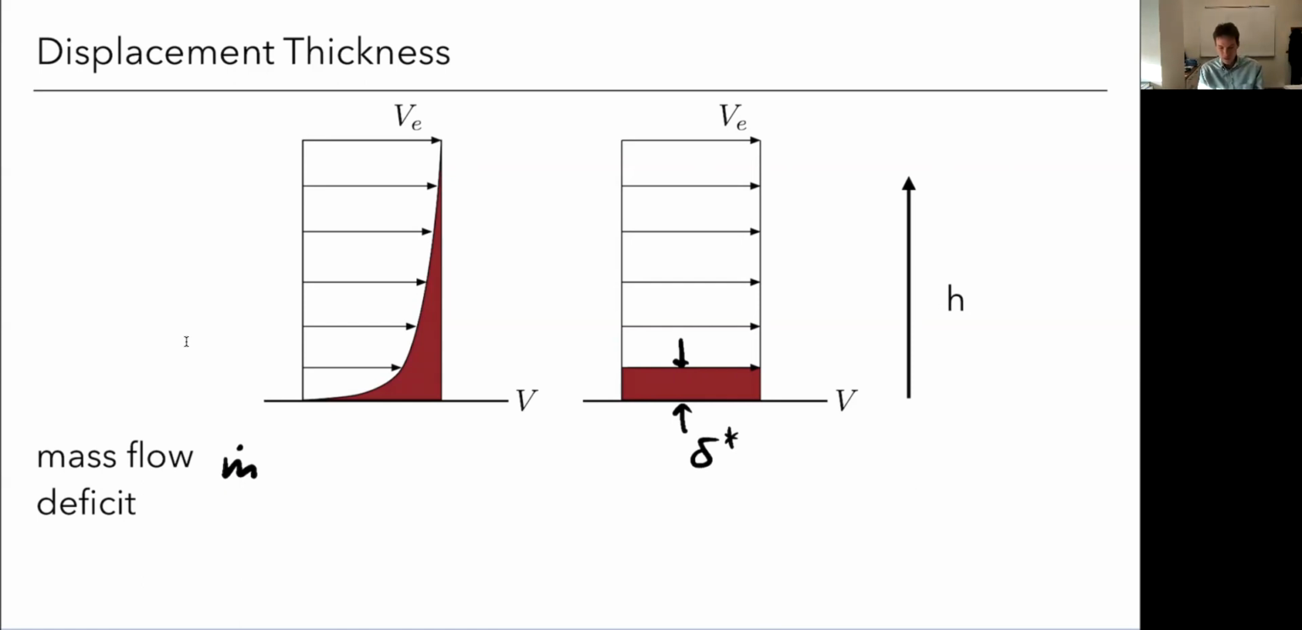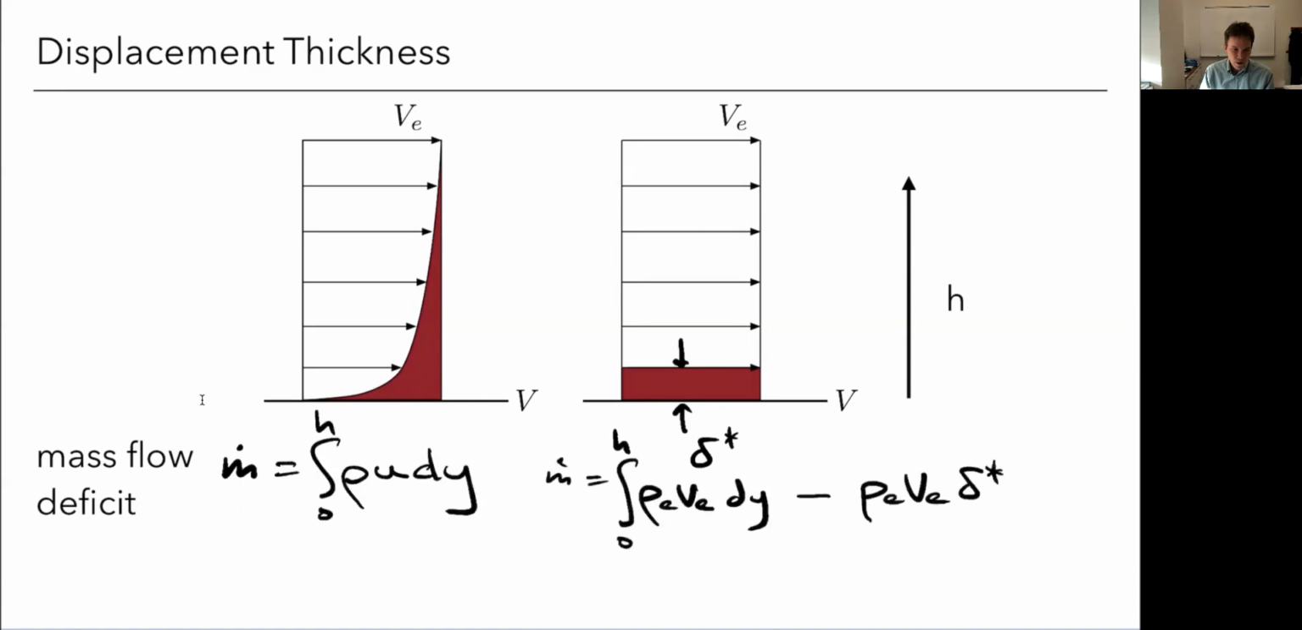So now I just take these two things, I equate them, and I solve for delta star. That's why I wanted to leave this out so I could solve for delta star more easily. And I wanted to leave these under the integral so I can combine them. Here the math is straightforward. I'm just going to skip to the end though. Delta star now is the integral from 0 to h of 1 minus rho u over rho edge v edge dy. Okay, so this is my definition.